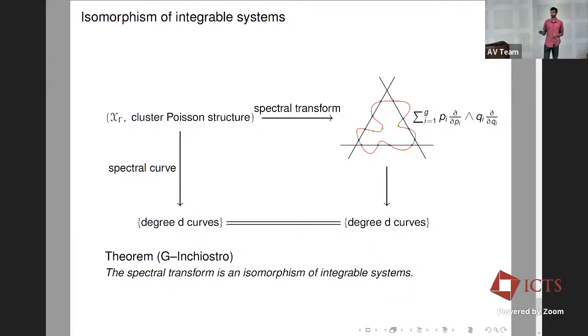The only thing that really needs to be checked is that the cluster Poisson structure over here maps to this Beauville Poisson structure on this side. And that's the theorem with Giovanni, that indeed this map is Poisson. It does take the Poisson structure to the other.